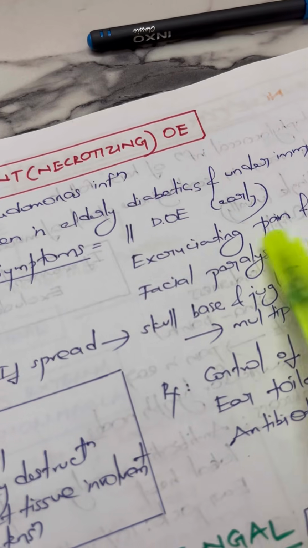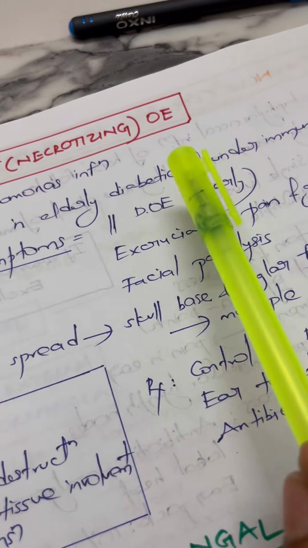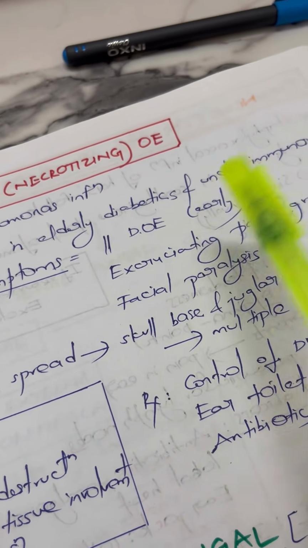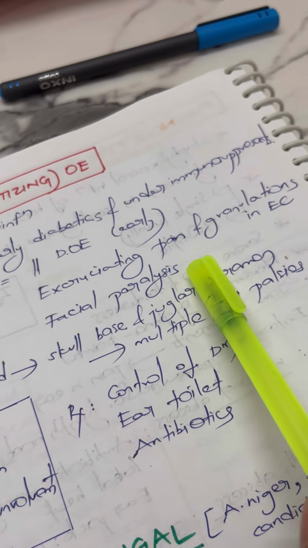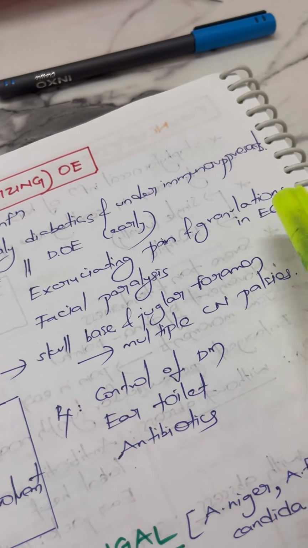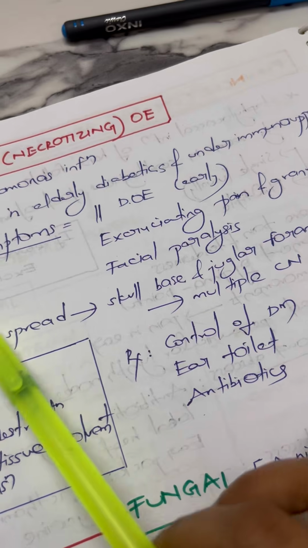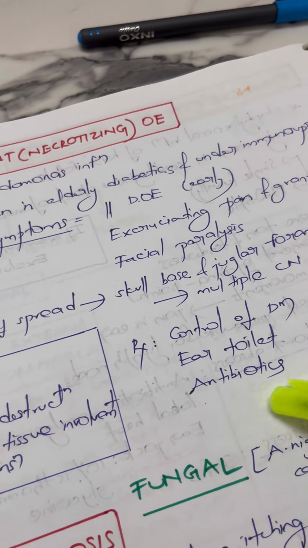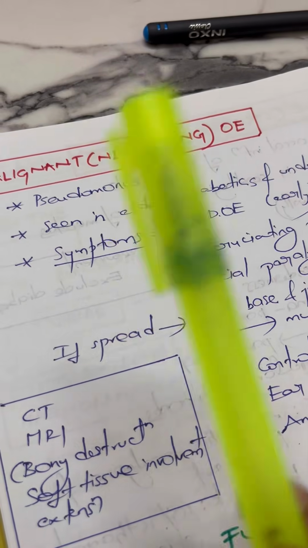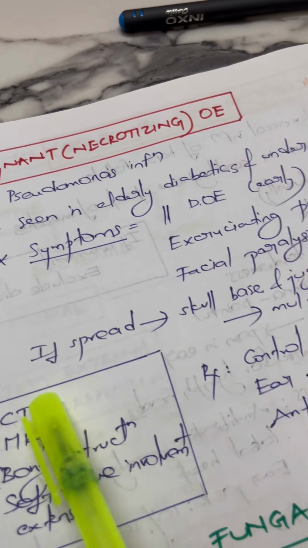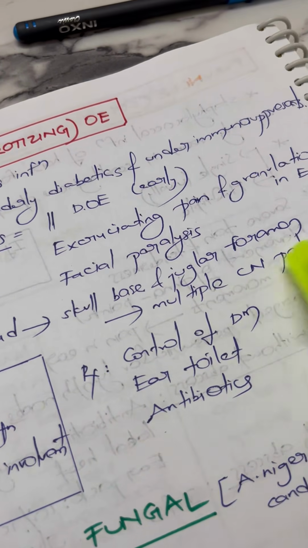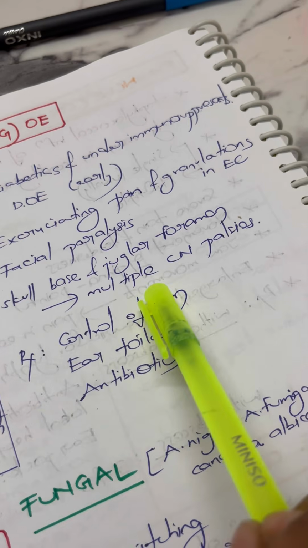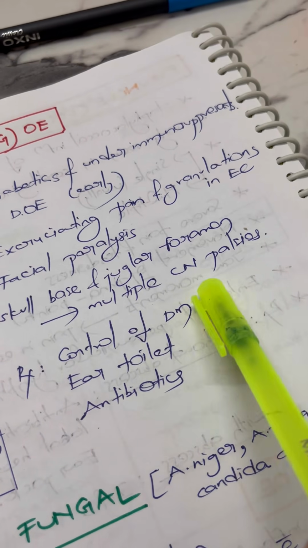Now, what are the clinical features? In the early stages, it resembles diffuse otitis externa, but there will be excruciating pain and granulations in the external canal. This condition is most commonly associated with facial paralysis. If the condition spreads to the skull base and jugular foramen, it will cause multiple cranial palsies.